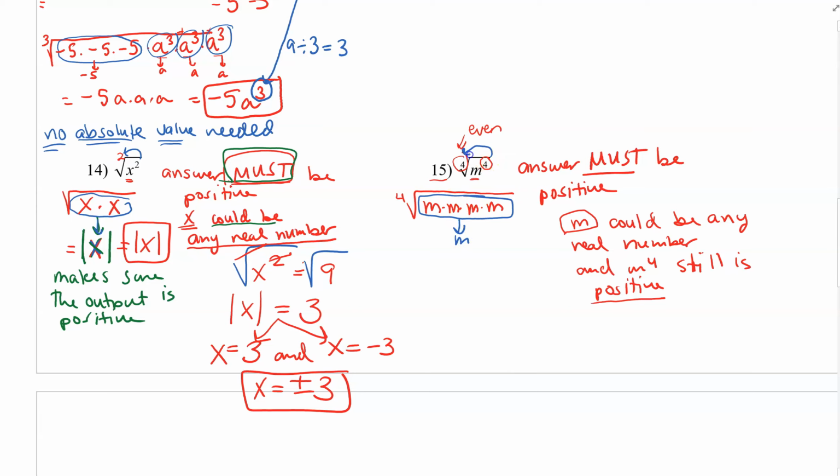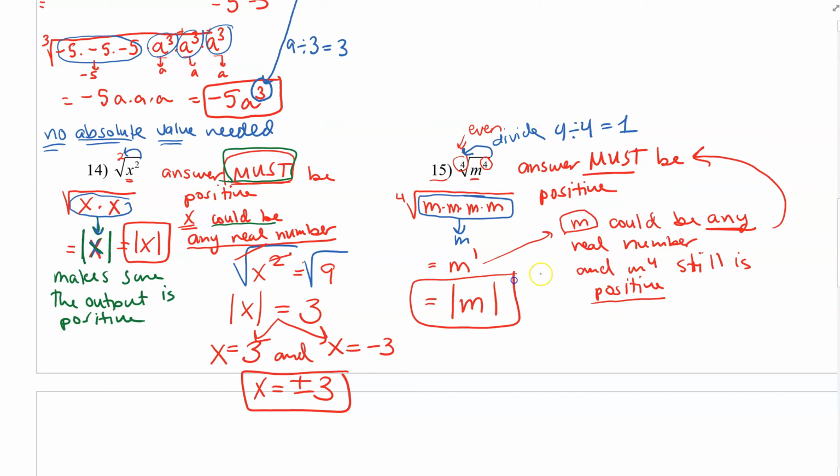Or I could divide, right? 4 divided by 4 is equal to 1. Power divided by index is equal to 1. So the answer to this would be m to the first power. But we just said a moment ago that that m could be any real number, but the answers to this must be positive. So I need to put absolute value around it to make sure that the output stays positive.